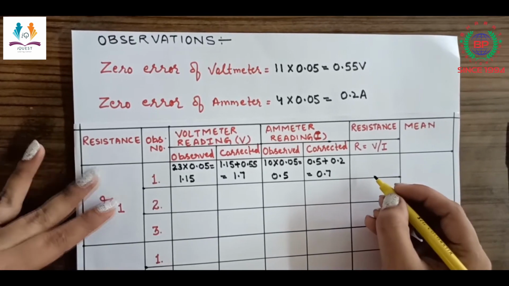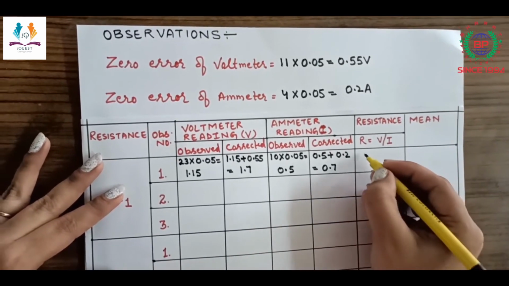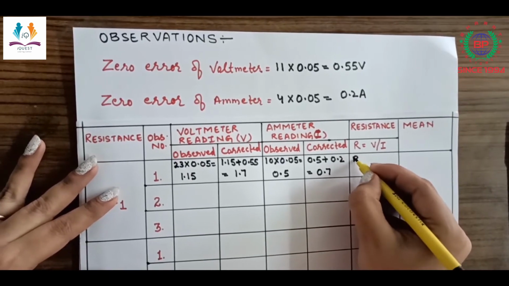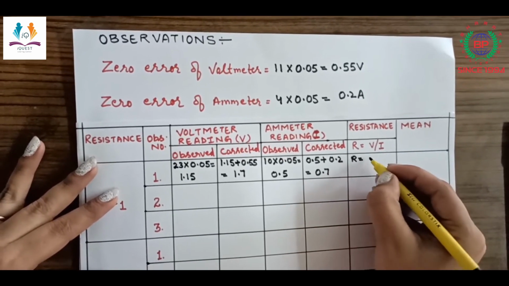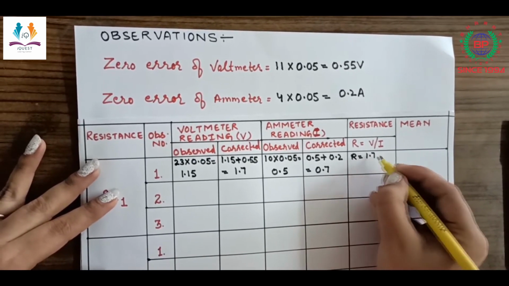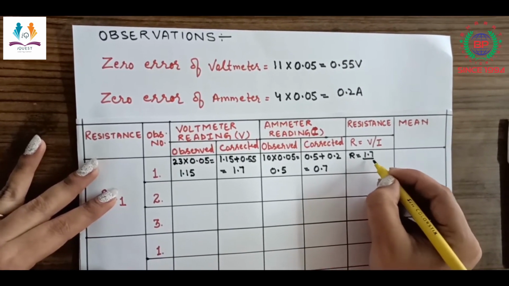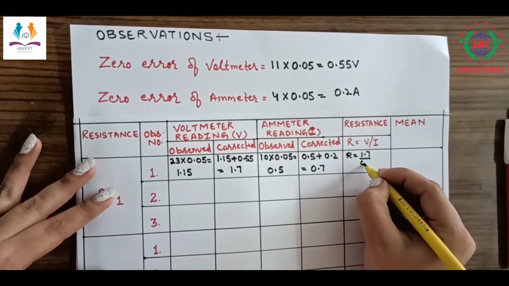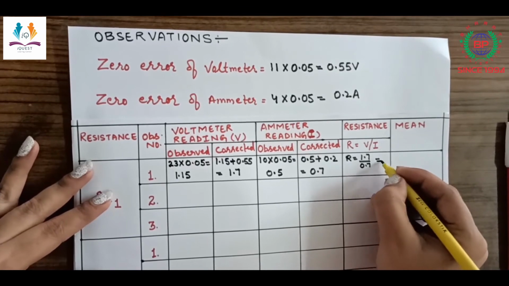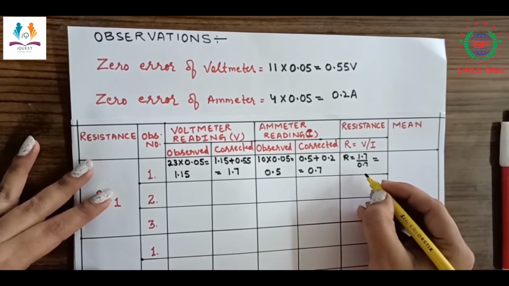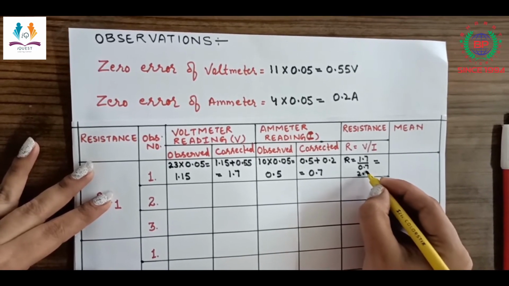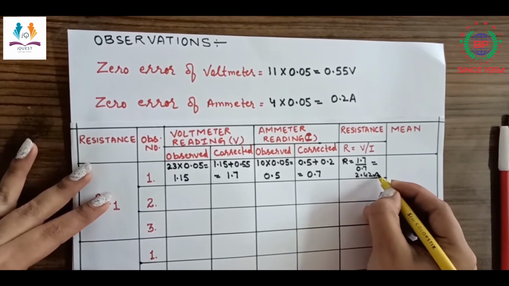Now to find out the resistance, we will use the formula R is equal to V upon I, that was given by Ohm, and we will get resistance is equal to 1.7, that is the reading of the voltmeter, upon 0.7, that is the reading of the current, and it is equal to 2.42 ohm.